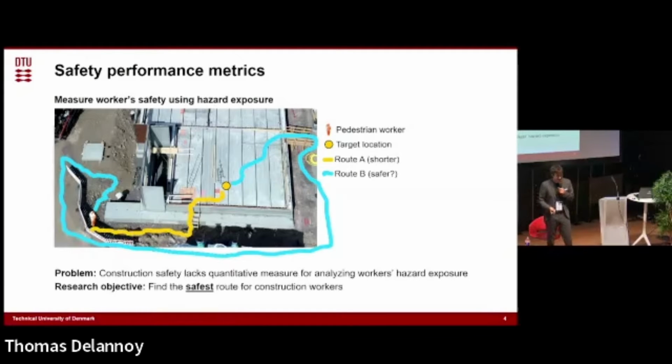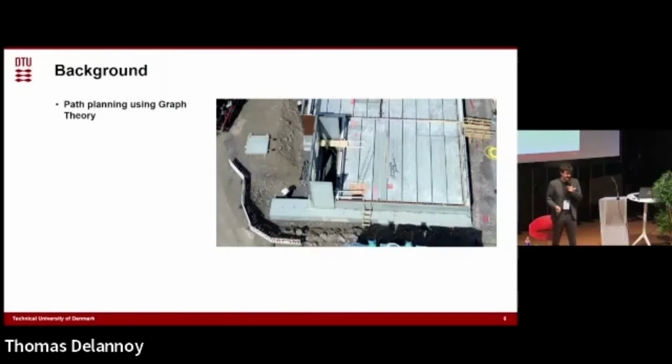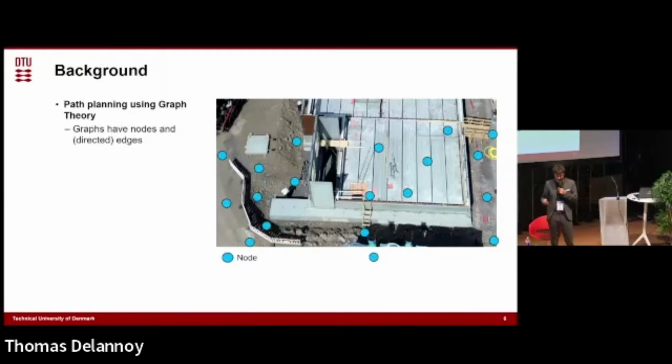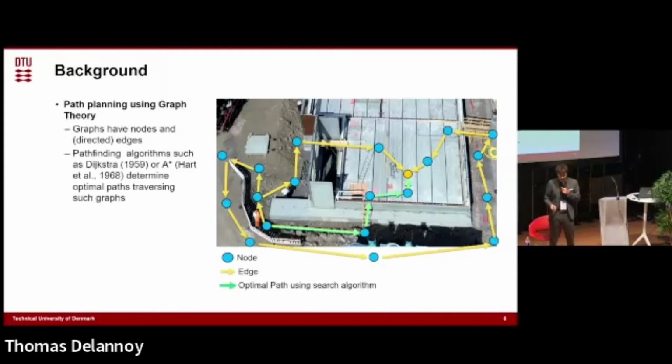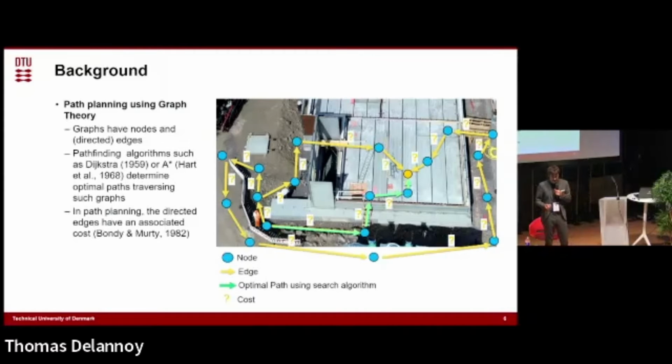And in this research, the objective is to find the safest route for construction workers. I will introduce some relevant background. First of all, graph theory, where we can represent different concepts with knots and edges. In this case, coming back to the example from before, we put some knots in the site, connect them with edges, and then we can use pathfinding algorithms to find the optimal paths. Where mainly we equalize optimal with the fastest, but as I said before, we want to find the safest path. And for doing this, we need to associate a cost with each of the edges. And right now there is no such obvious cost that we can assign.